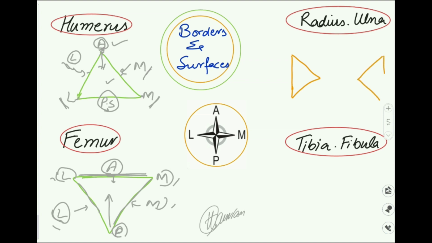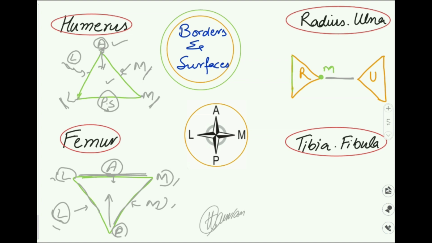So these are the two triangles of the radius and ulna. This is the radius and this is the ulna. In between we have an interosseous border. So similarly, what is important? Identify the odd ones. Here we have this border that is against the ulna. This is the medial border, or the interosseous border, of the radius.